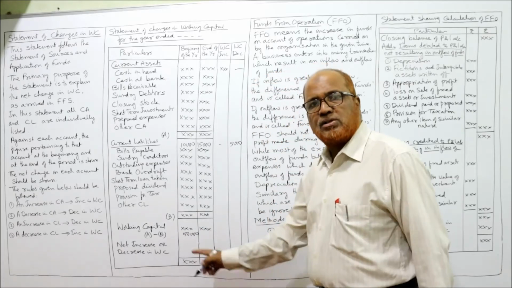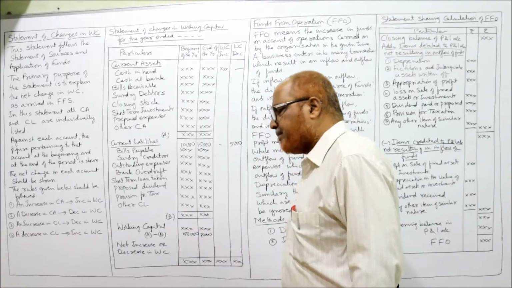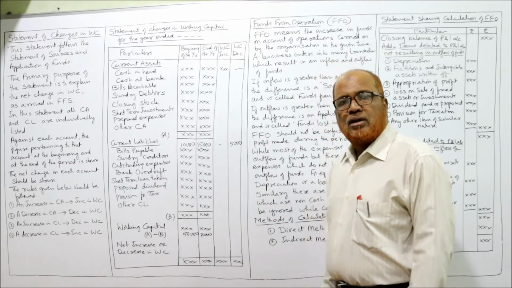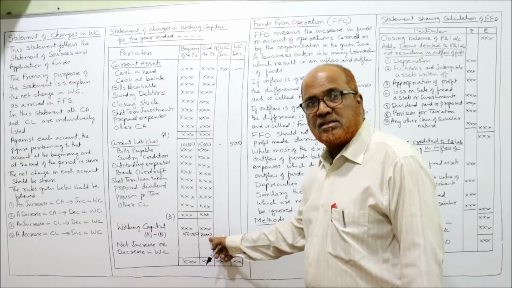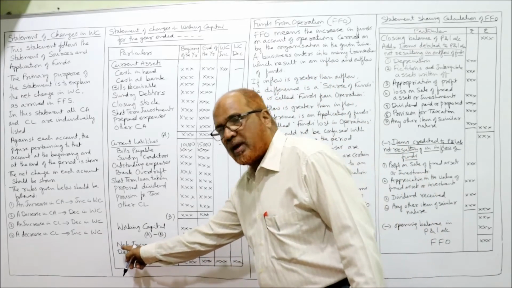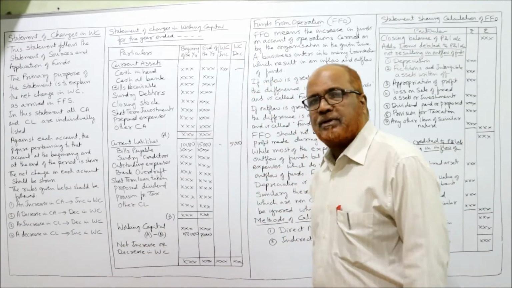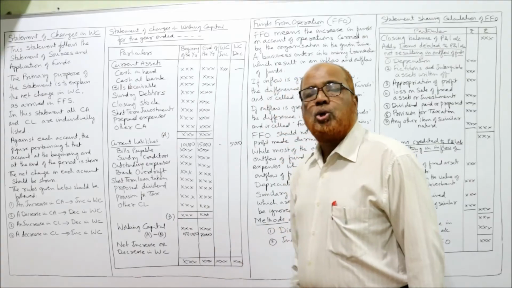Last year is 50,000 and current year working capital is 70,000. Now compare it. Is it increased or decreased? It is increased. So there is increase in working capital. So below that, you write net increase in working capital. Now, how much is the net increase in working capital?